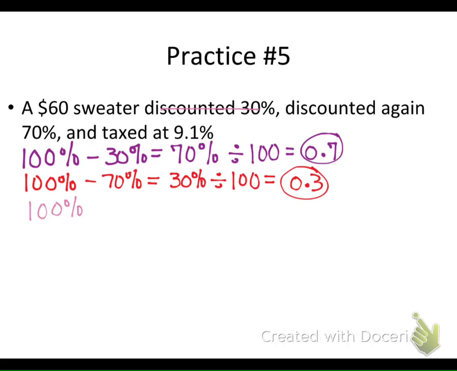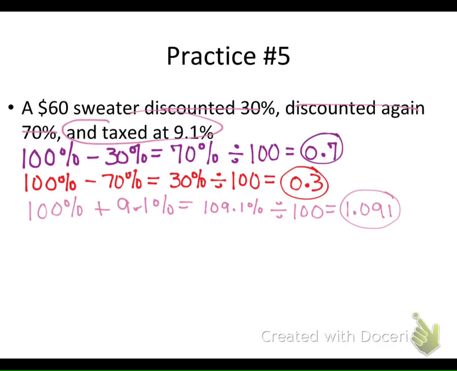So I've done this one. I've done this one. To do this one. So add 9.1%, which equals 109.1. Okay. Now what? Then you divide by 100. Which equals 1.091. There's my third multiplier. Last up, Darius.